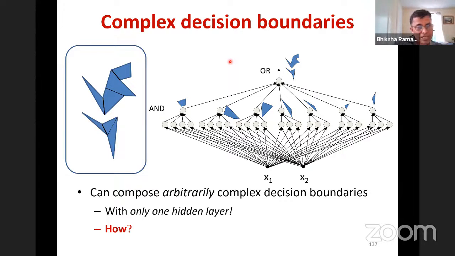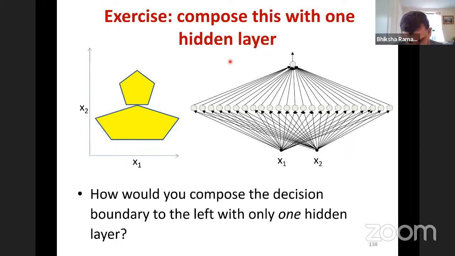But then my question is, can we do the same thing using only 1 hidden layer? Actually, let's take a simpler problem. I want this double pentagon decision boundary. How are you going to capture it using only 1 hidden layer? Anybody have any ideas? I want a network of the kind that I have to the right. It has 1 hidden layer, and I wanted to capture this double pentagon decision boundary.